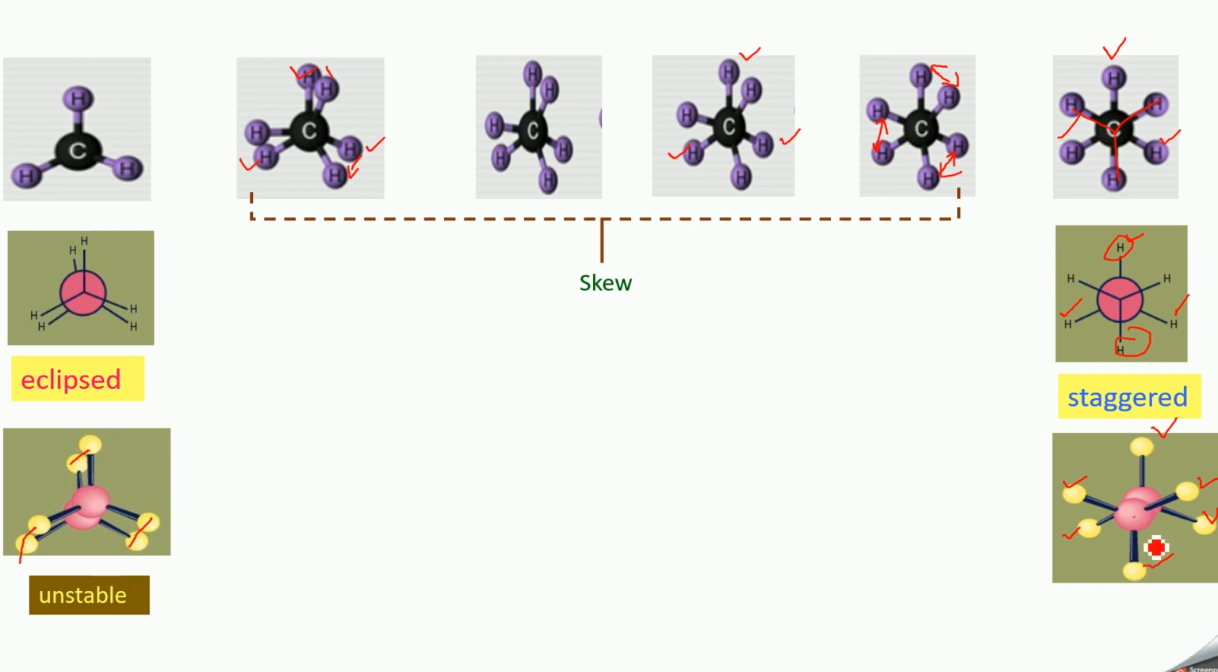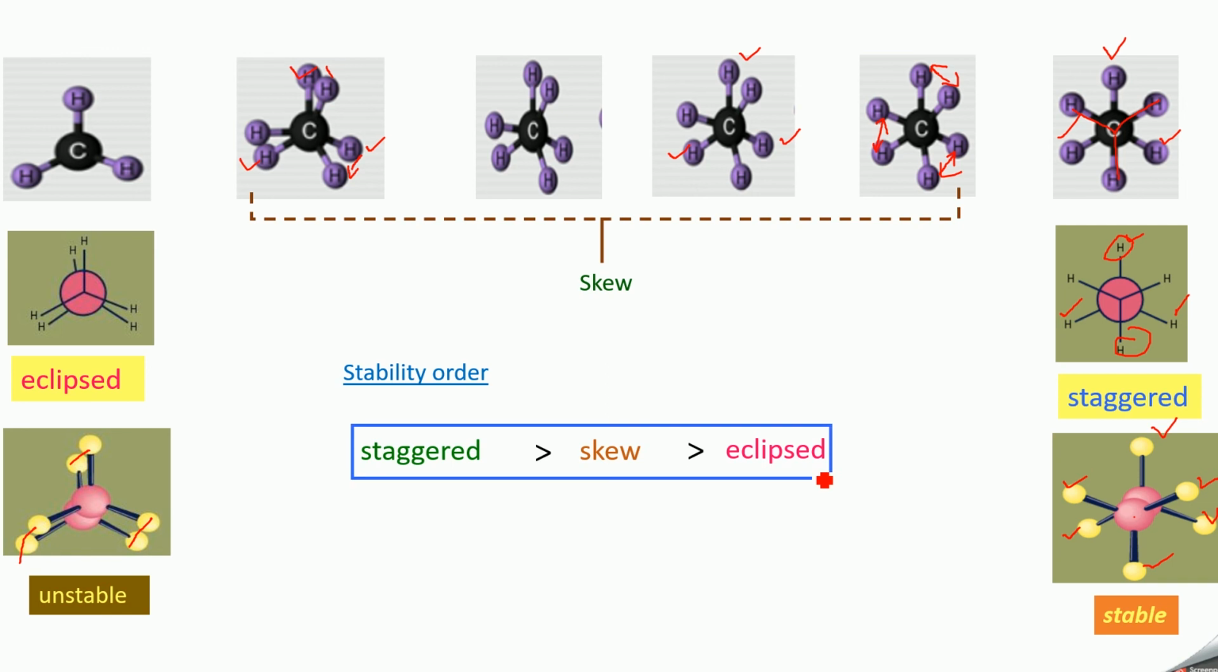So the energy of this form is very less, so this form is more stable. Now see the stability order. Here the staggered form is more stable compared to skew, which is more stable compared to eclipsed. So eclipsed form is very unstable. So this is the stability order.